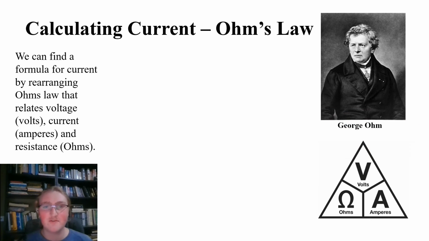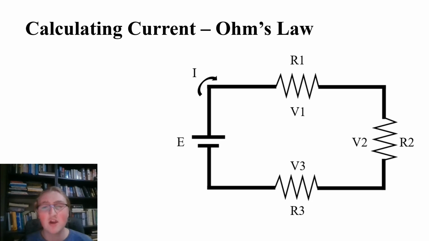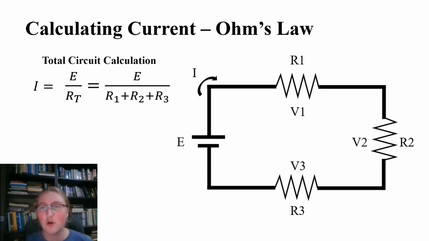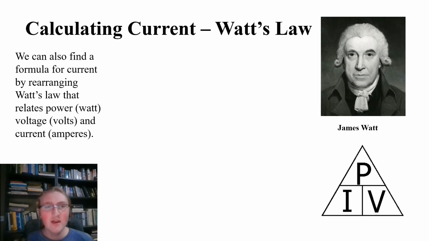Other than calculating the charge over time, there are two main formulae that we can use to calculate current. The main method for calculating current is Ohm's law, defined as voltage equals current times resistance. This can be rearranged to find that the current is equal to the voltage divided by the resistance. This formula can either be over an entire circuit to find the source current by using the total voltage and total resistance, or the current passing through a component by using the change in voltage over the component and the resistance of that component. The other formula is derived from Watt's law, which defines power equal to voltage times current.